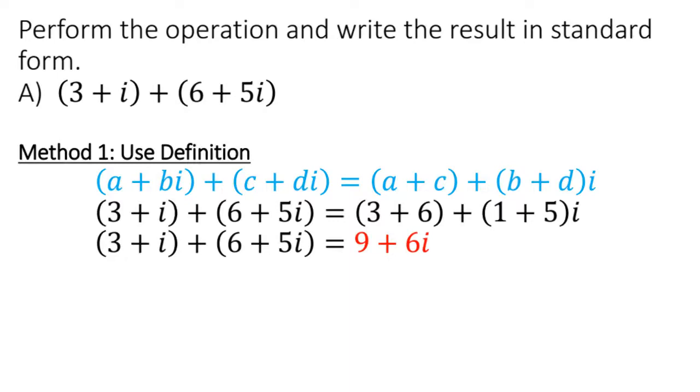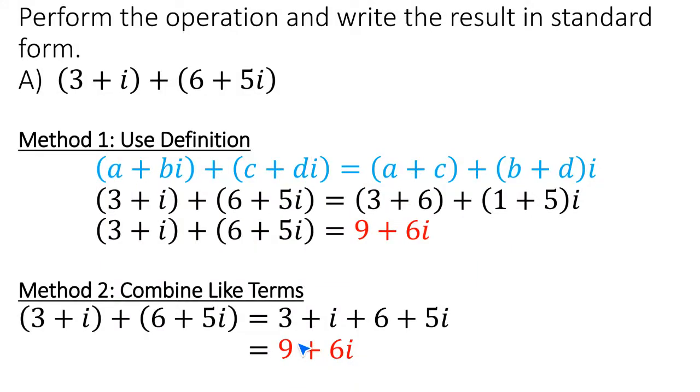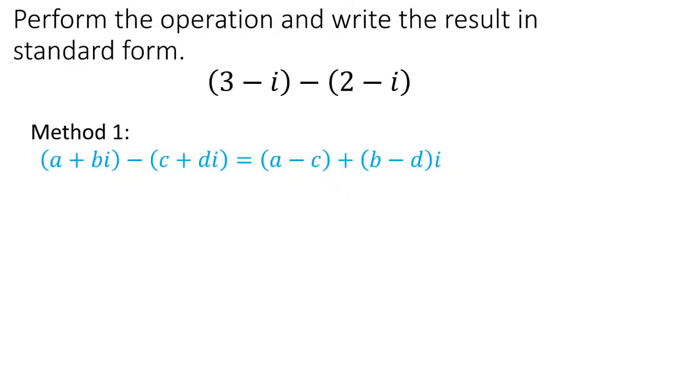But the method that I use is just combining like terms. We have 3 plus i plus 6 plus 5i. I just take them out of the parentheses and combine like terms. So 3 and 6 are like terms, and that's 9. Then I have 1 i and 5 i's, so together that gives me 6 i's. You can use whichever method you feel more comfortable with. Let's try another one. Now we're subtracting.